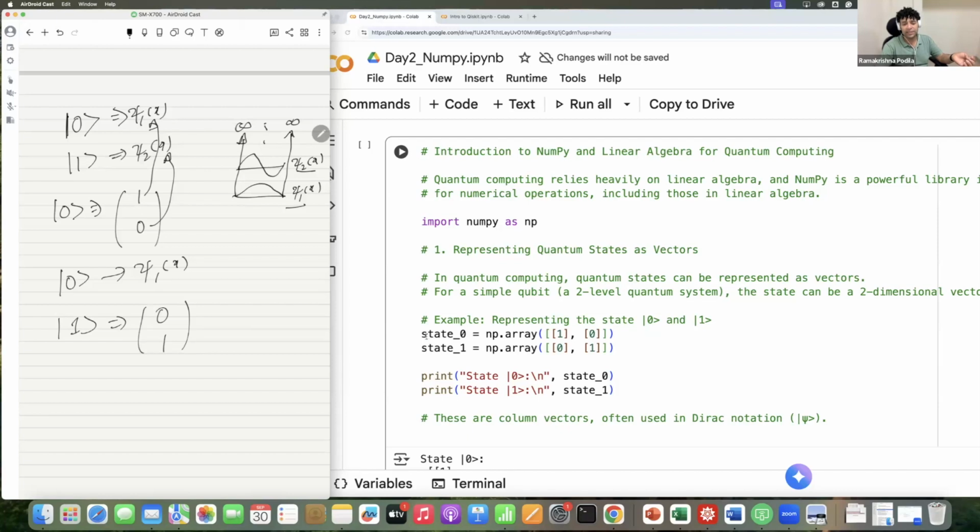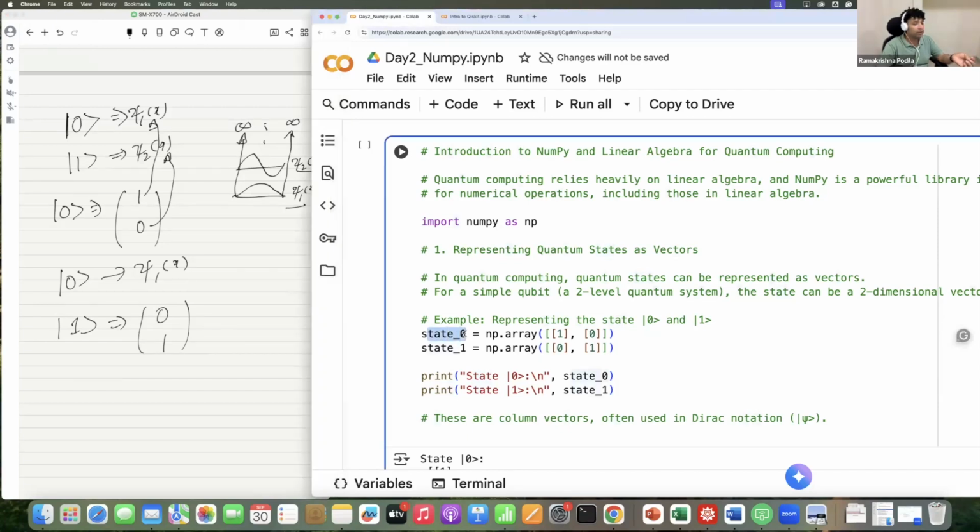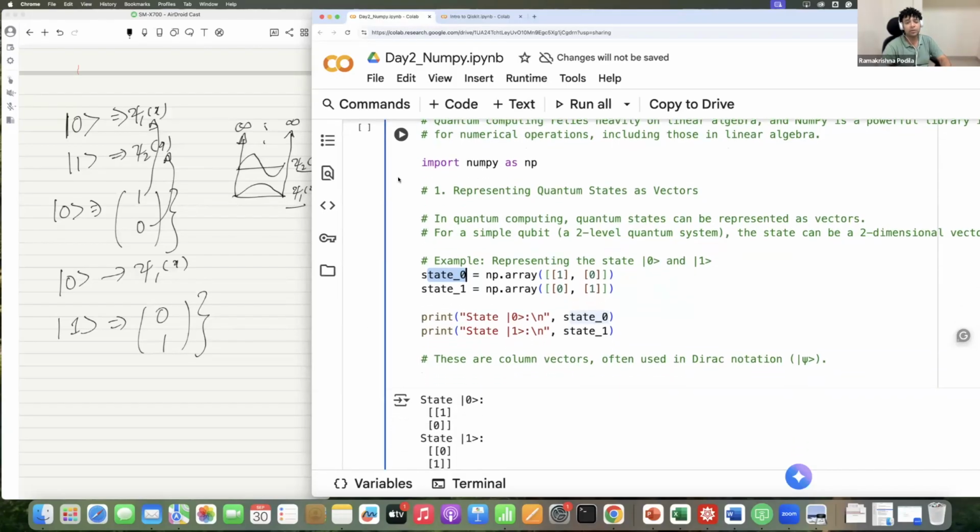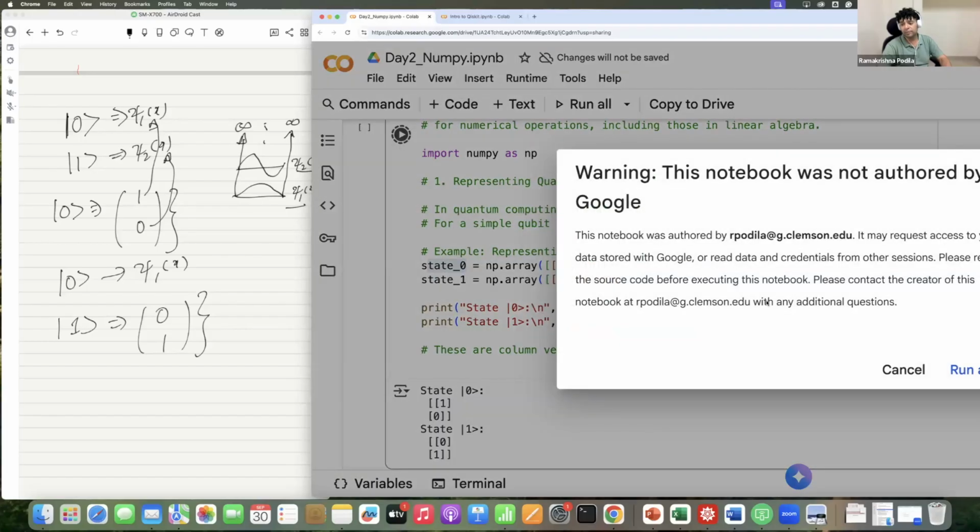So I'm creating the state 0 here with np.array([1, 0]), right? That means it is going to create a column vector that looks like this. And then state 1, I'm going to create like this, np.array([0, 1]). And then I'm going to print that, right? So let's run it.